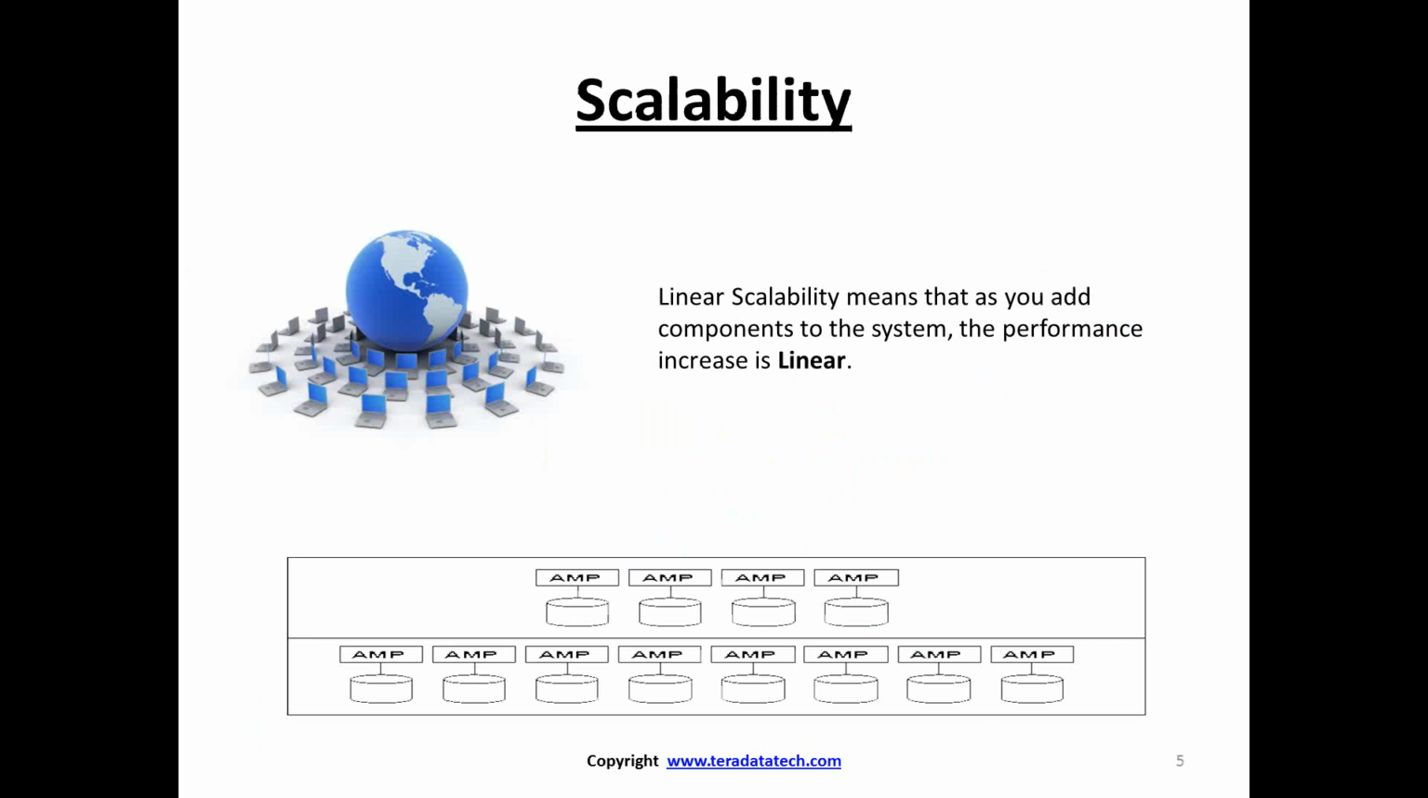Another advantage is scalability. I already told you about scalability. Linear scalability means that as you add components to the system, the performance increases linearly. It enables the system to grow to support more users or data without experiencing performance degradation. As I've given you the example of Vodafone, as your business grows, you can easily scale the system by just adding additional hardware or software, and your performance will not degrade with this increased size of your data warehouse. So that is why it is easily scalable.